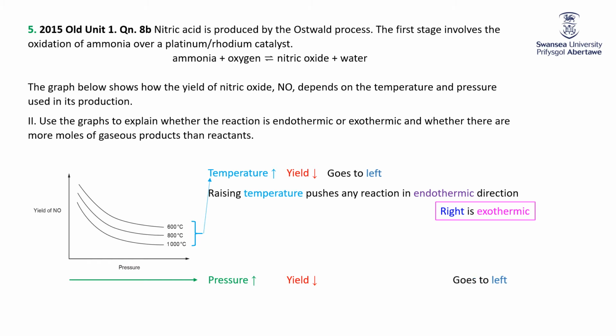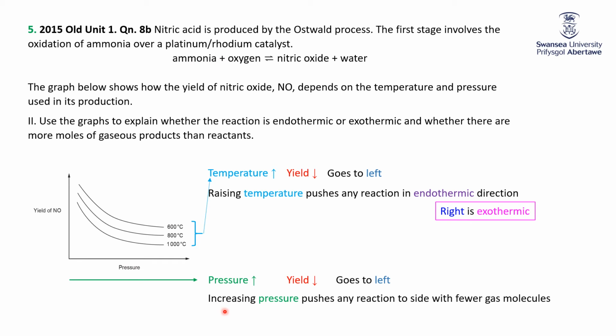Now let's think about the pressure. Okay, as we increase the pressure, the yield goes down. As we already said, if the yield of this goes down, that means the reaction is going to the left. Now for any reaction, increasing the pressure pushes any reaction to the side with fewer gas molecules. So if we're going to the left here, that must mean that the left has fewer gas molecules or the right has more gas molecules. Okay, so kind of a reverse application of Le Chatelier's principle. Rather than predicting what will happen, we see what will happen and then take it back to interpreting, first of all, that because raising the temperature decreases the yield, going to the right must be the exothermic direction. And because an increase in the pressure decreases the yield, that must mean that the right has more gas molecules on it.